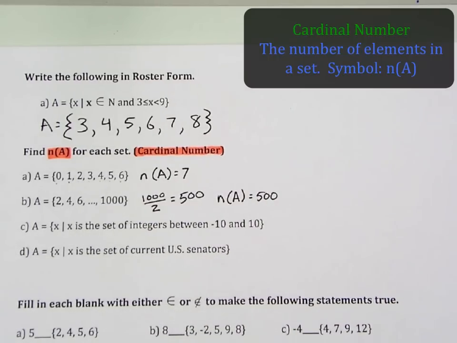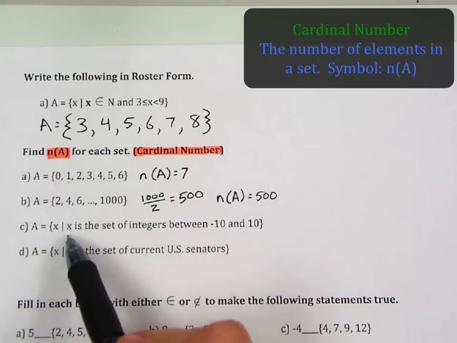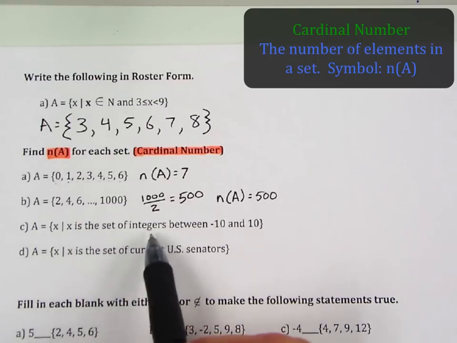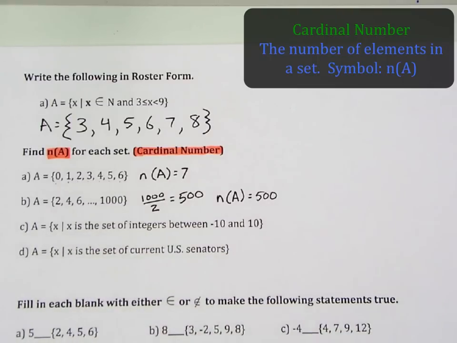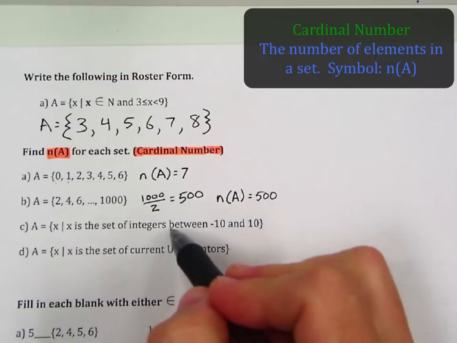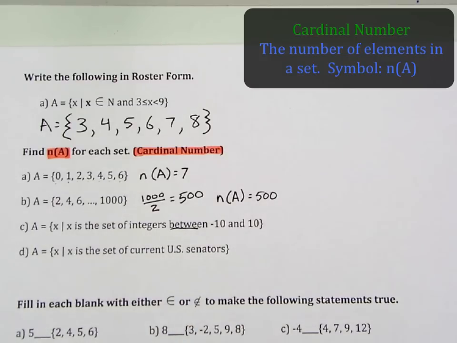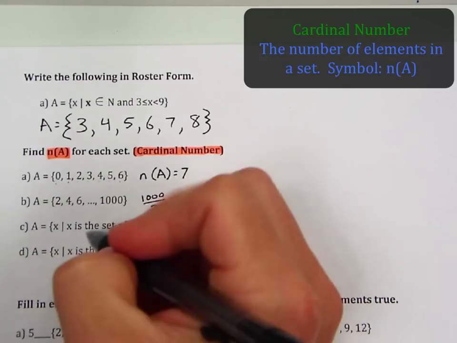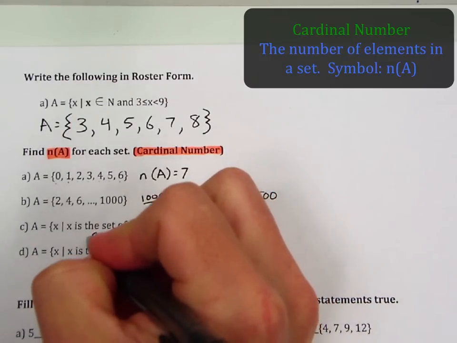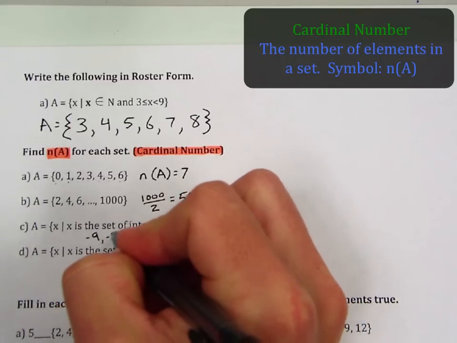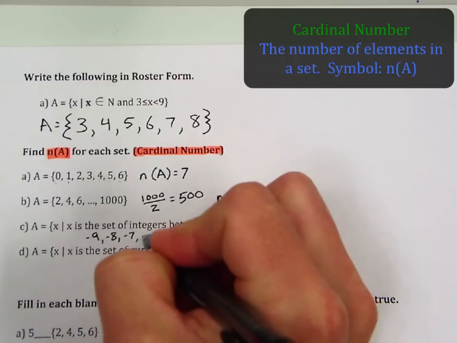Now for our next set, we have X, and X is the set of integers between -10 and 9. So remember, the word between does not include the -10 and 9. So sometimes it's helpful to write these things out. So we have -9, -8, -7.